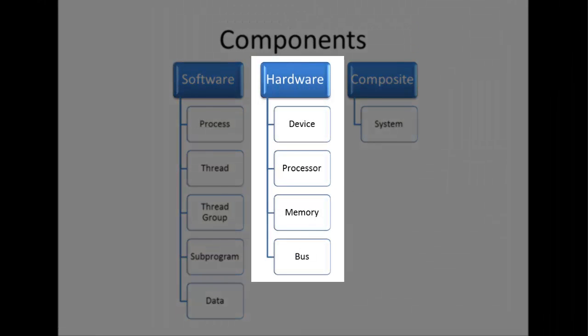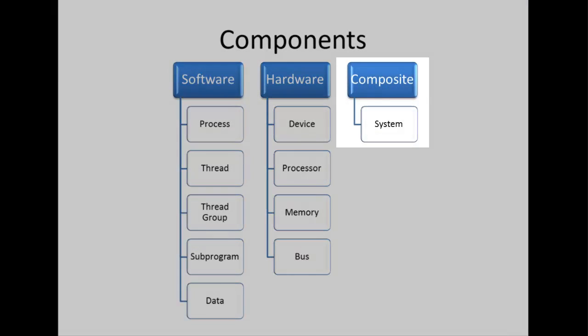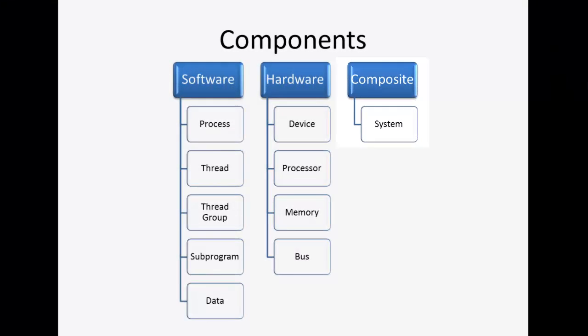A hardware component can be a processor or a memory on which the program is stored, or an external device which provides input or performs a function such as a video camera. A composite type may include both hardware and software components.